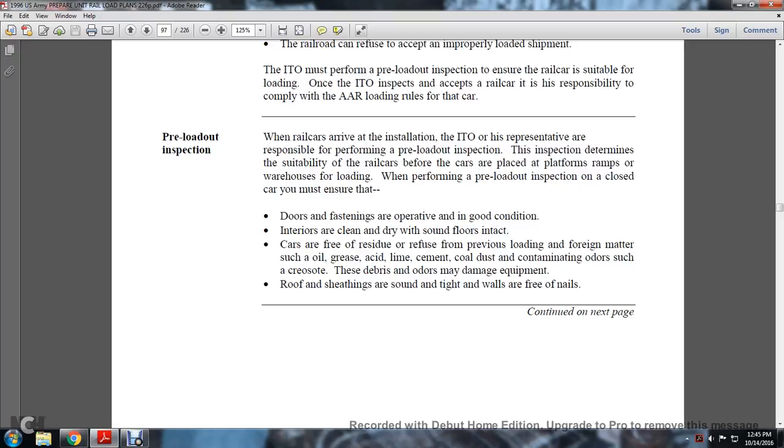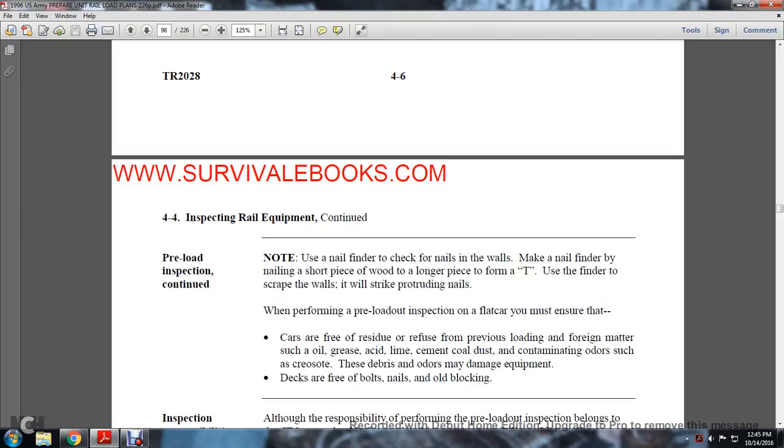The cars must be free of residue of previous loading and foreign materials such as oil, grease, acid, lime, cement, coal, dust, and contaminating odors such as creosote. Debris or odors may damage the equipment. The roof and sheathing must be sound and tight, and the walls free of nails. Continue to use the nail finder to check the walls for nails. The nail finder is made of short pieces of wood nailed to form a T. Use the finder to scrape the walls.